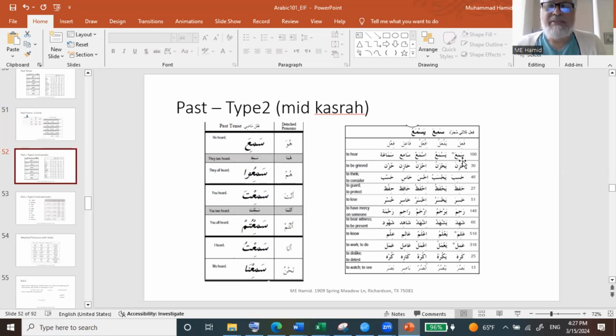So there are some verbs that have a middle E. The verbs like samia, hazina, to be grieved, hasiba, to think, hafiza, to protect, khasira, to lose, rahima, to have mercy, shahida, to witness, alima, amila, to do, to work, kariha, to dislike. Basira, that's another; basura should be another one. He said basura, that's another case. But in general, these kinds of verbs will take the middle E.